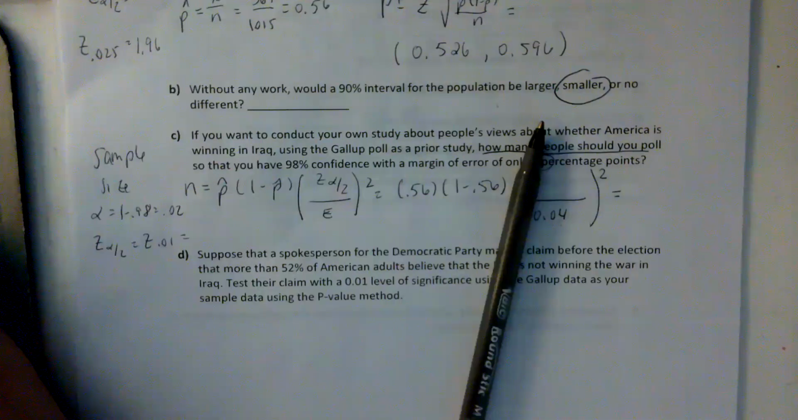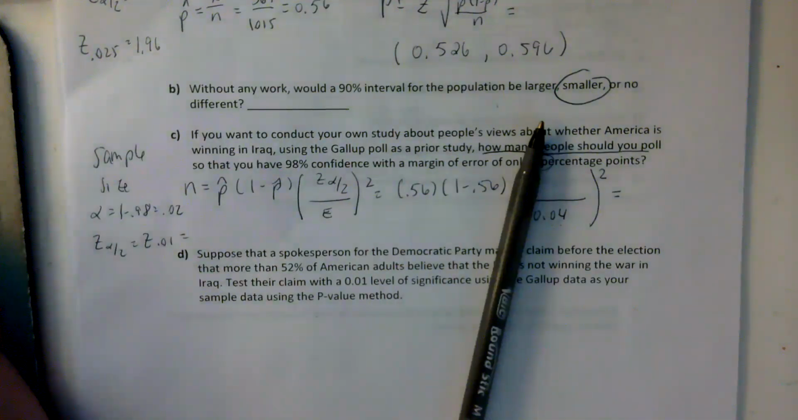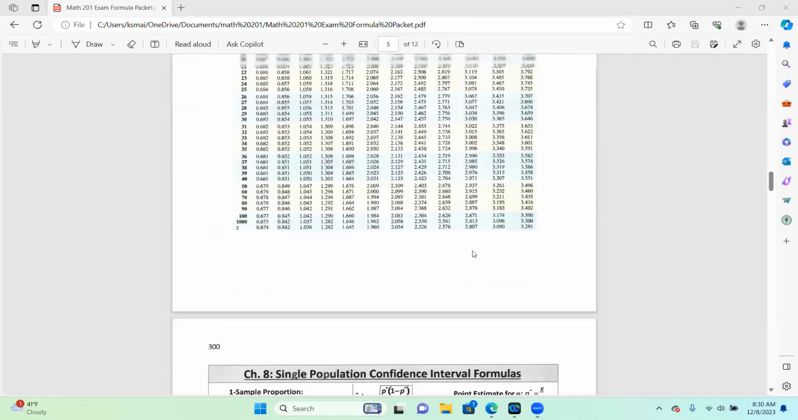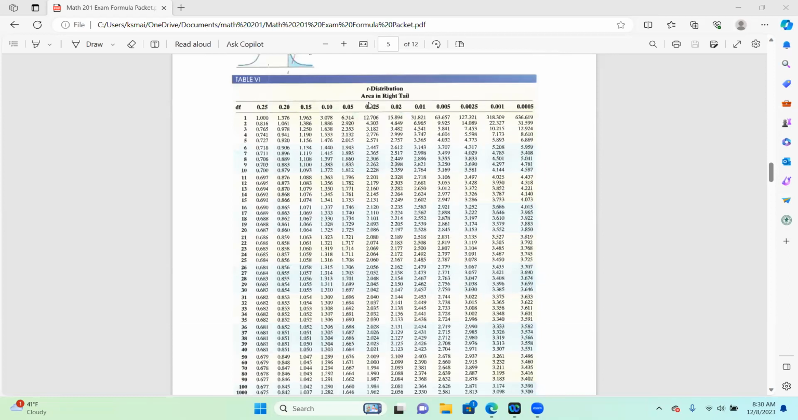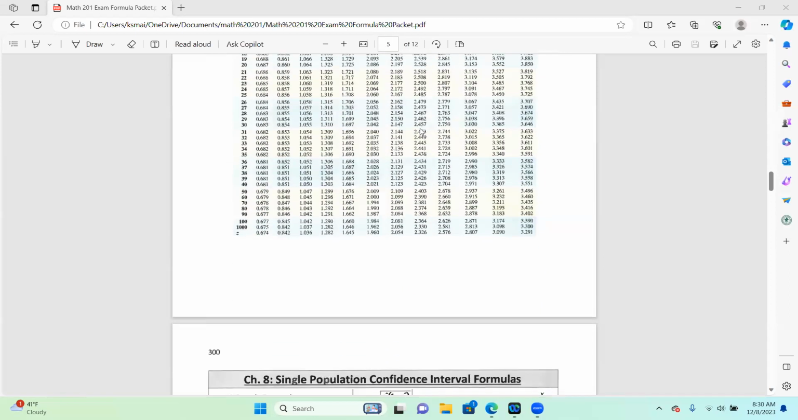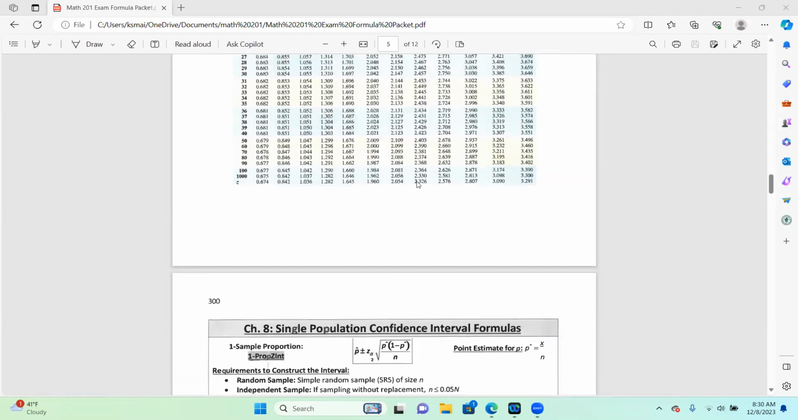Okay, so let's go back to the formula sheet. And I'm going to look up 0.01. So 0.01 is right here. And I'm going all the way to the bottom, which is 2.326.